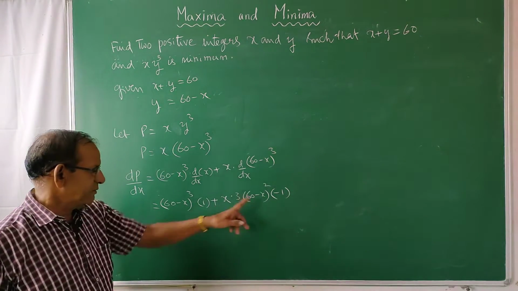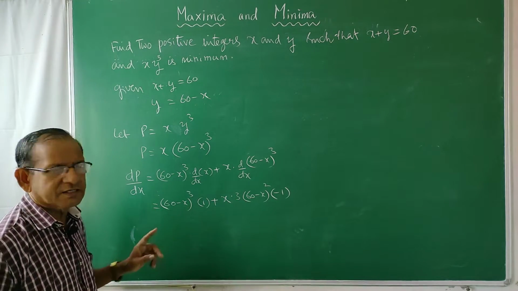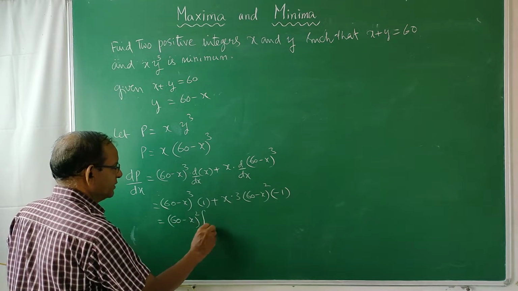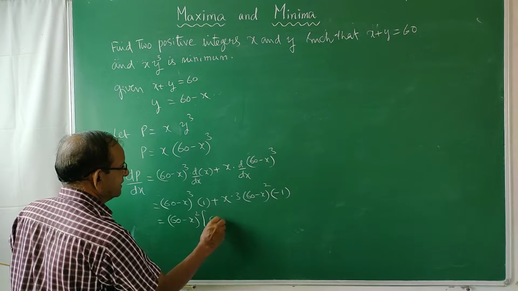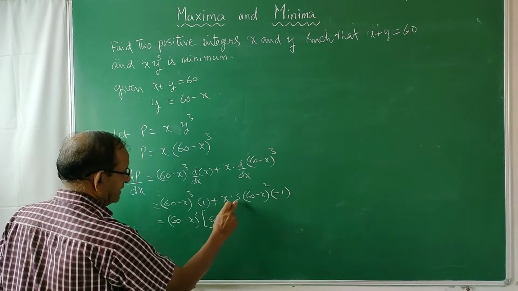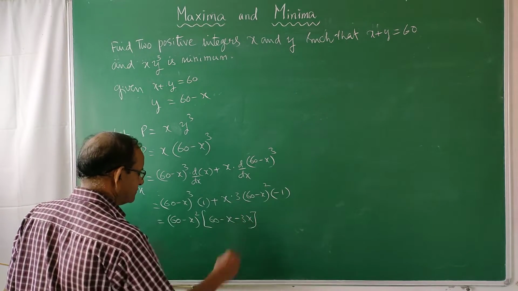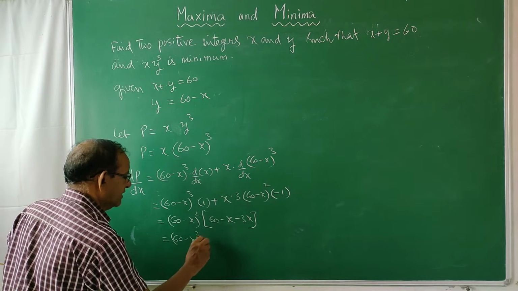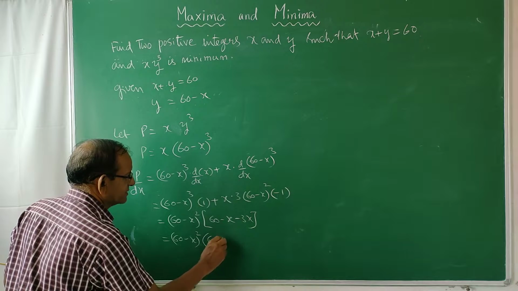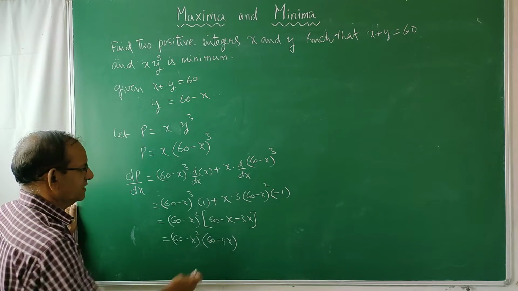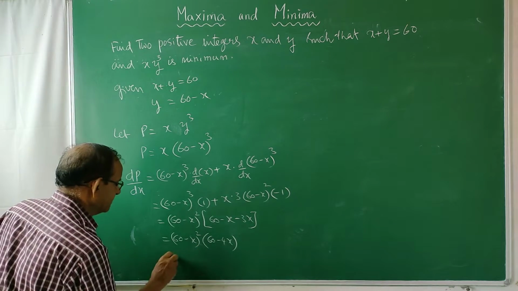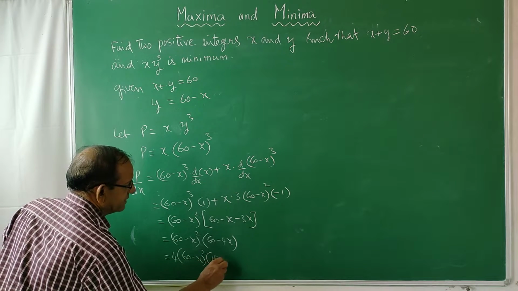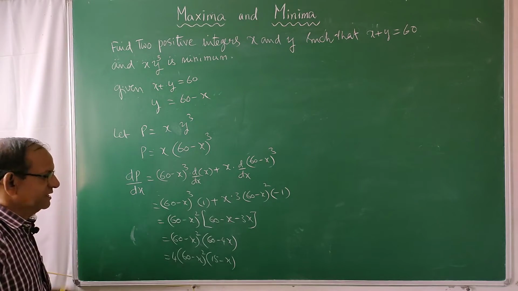So what is the common term in both? 60 minus x whole square is common. So that is 60 minus x whole square into, here 60 minus x is there, minus 3x is there. So that is 60 minus x whole square into 60 minus 4x. Or else you can take 4 common, that is 4 into 60 minus x whole square into 15 minus x. This is the first derivative.